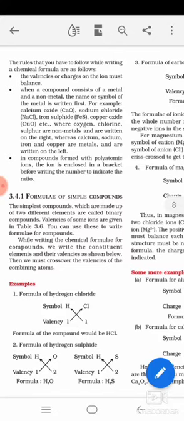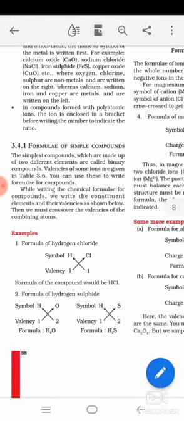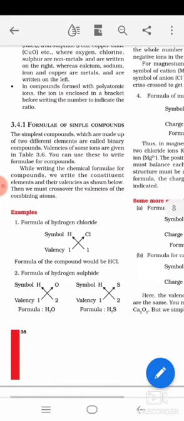So the first rule is that charges must be balanced, neutral. The second one, metal will be written first. The third one, for a compound formed with polyatomic ions, the polyatomic ions should be enclosed in brackets. That is about polyatomic ion compounds.